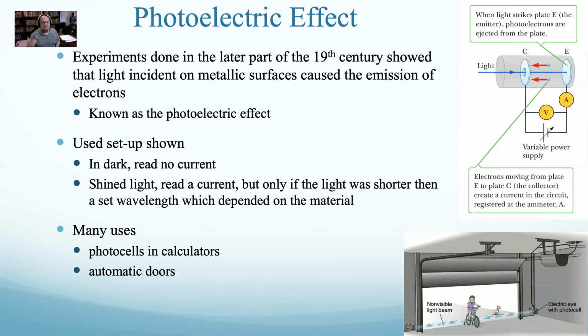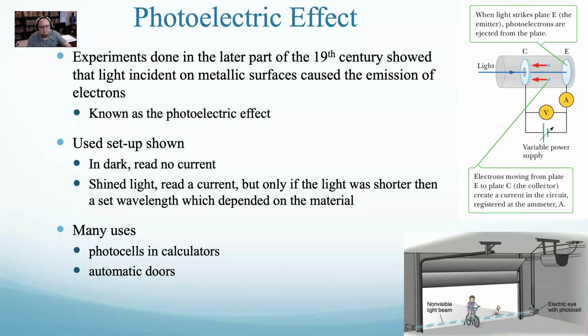Any automated door, like at a grocery store, opens when you walk closer. What it is, it's shooting a beam of light, infrared that you can't see. And if you step in front of it, you block the beam of light. The second you block the beam of light, the circuit stops, because there's no longer electricity going through. It's also how photocells work.